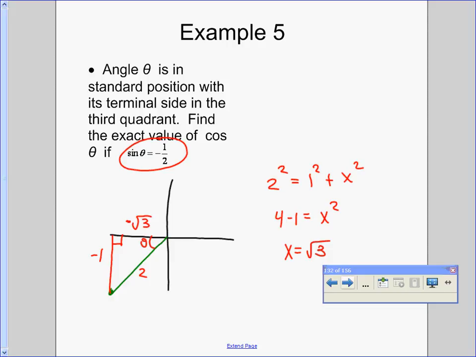All right. So once we figure out what that is, then we can say that the cosine theta is going to be our adjacent, which is negative root 3, over our hypotenuse, which is 2. Okay, and hopefully you recognize that from your unit circle.